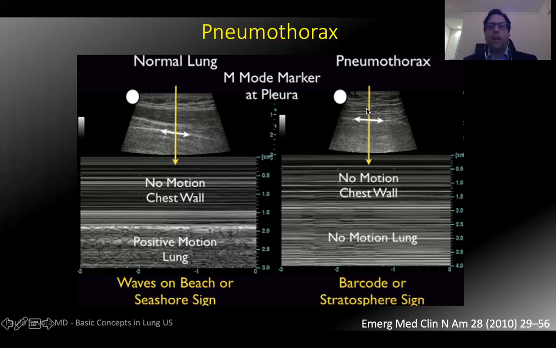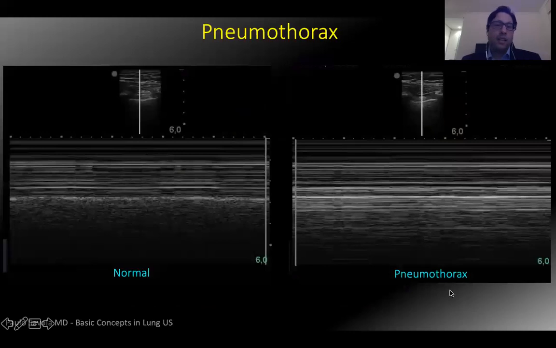So when you place your M mode here, you will see no motion of the chest wall, but you will see no motion of the lung as well. So you'll have the barcode or the stratosphere sign, okay? This is an example where you do not have pneumothorax, you see the seashore sign, and where you have pneumothorax, you see the lung apparently not moving, okay?